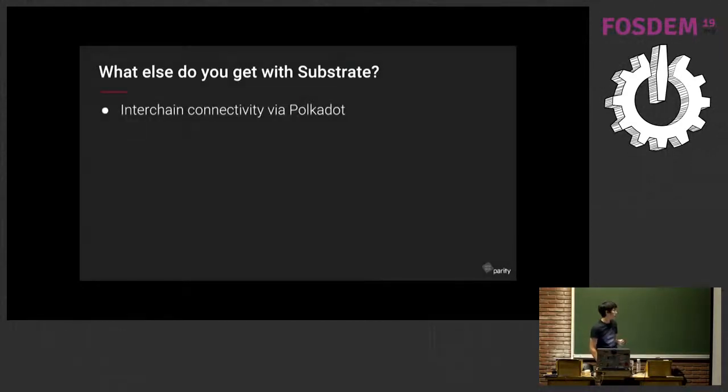You get connectivity through Polkadot. Polkadot, I mentioned, is a next-generation multi-chain protocol. And through Polkadot, you'll be able to talk to other chains, exchange messages, tokens, et cetera. You get pluggable consensus. Basically, you can start using Substrate now, and later, if you need to, you can upgrade your chain to use a new consensus algorithm.